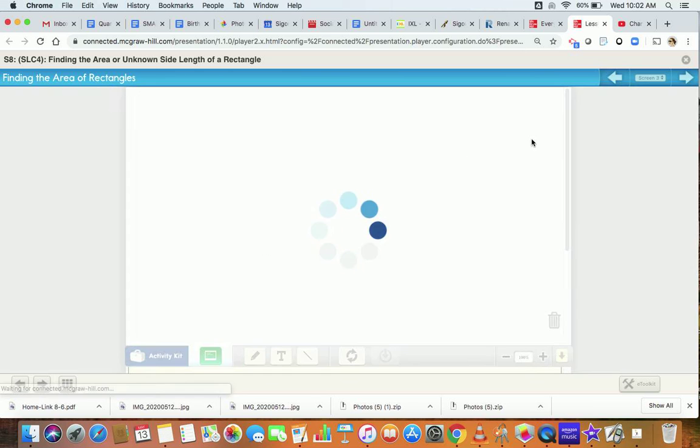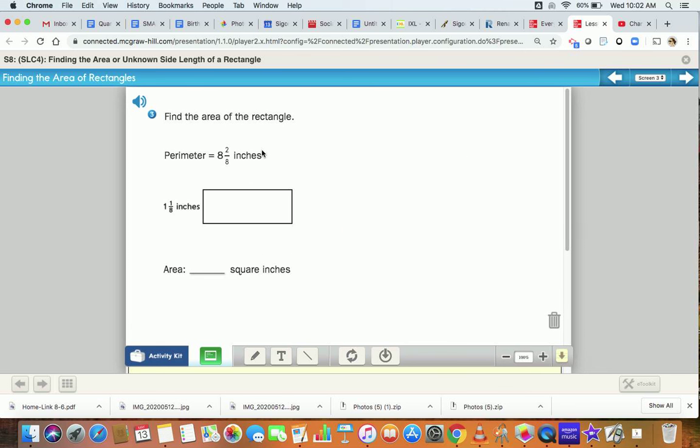Okay, the next one, we have a perimeter of 8 2/8, and the width is 1 1/8. So there's an extra step here. So first of all, you have to figure out what the length is going to be before you can figure out the area. So if we know that the perimeter is 8 2/8, we know that the formula for that is 1 1/8 plus 1 1/8 plus the length plus the length. So 8 2/8 is equal to 2 2/8 plus both of our lengths.